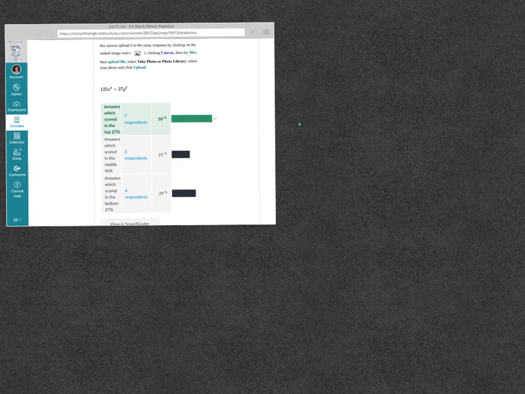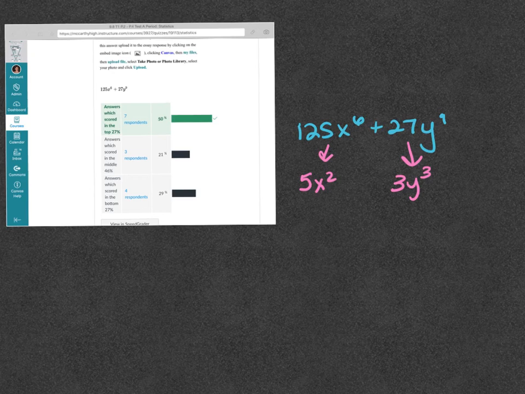Which was 125x to the 6th plus 27y to the 9th. Obviously, these are still important because you're still going to be factoring. So it's a perfect cube. When I cube root this, I get 5x squared. When I cube root this, I get 3y to the 3rd. So then my first set of parentheses is the combination of those two.